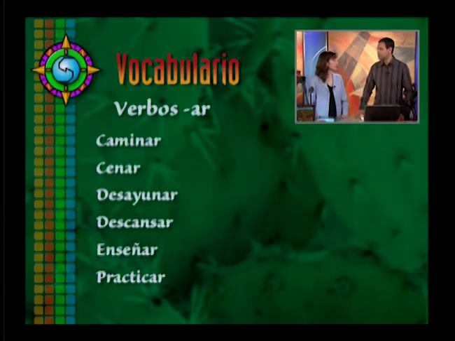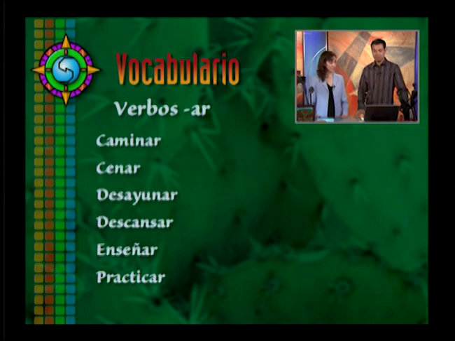We have so many verbs, don't we? Lots and lots of verbs. Okay, let's take a look at the new ones. The first one is, just repeat it after us, and then we'll give you the translation. Caminar. Y caminar es to walk. Muy bien.